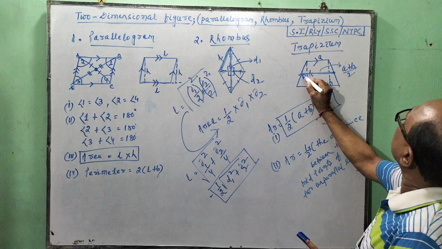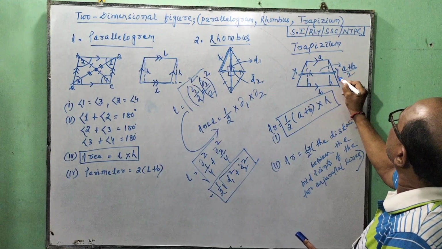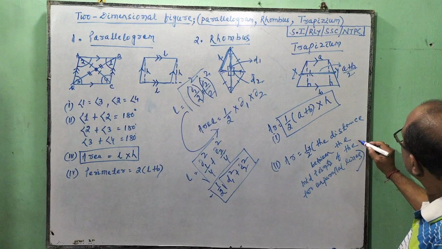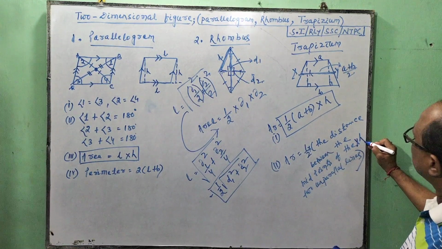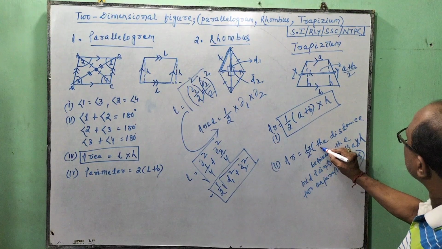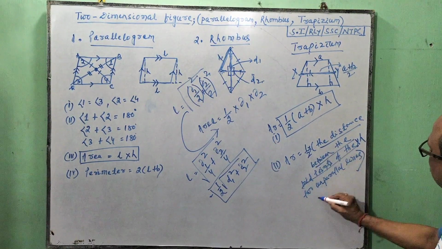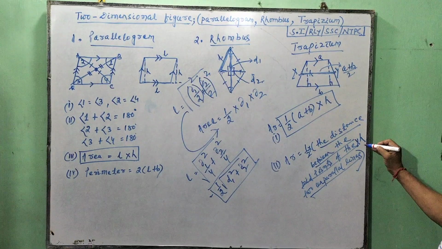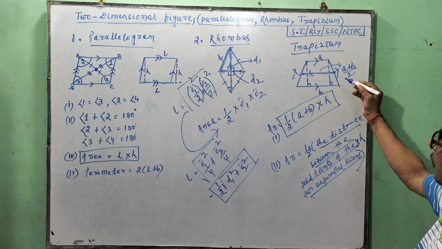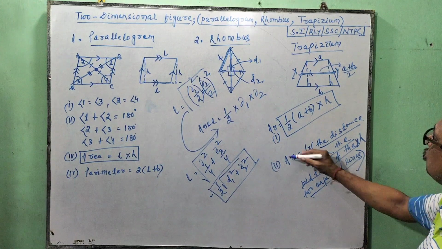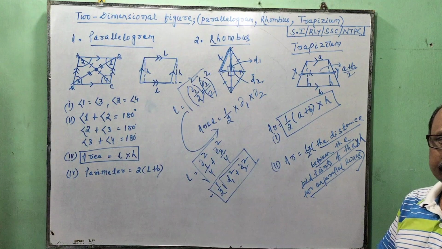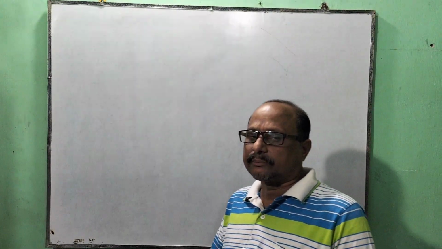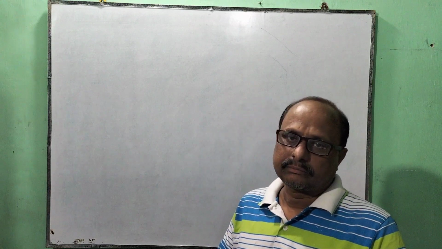This one, suppose XY, into h height. Half the distance between the midpoints of the two unparallel lines into height is the area of the trapezium. These two formulas are required in the exam. So, the quadrilateral concept is completed.